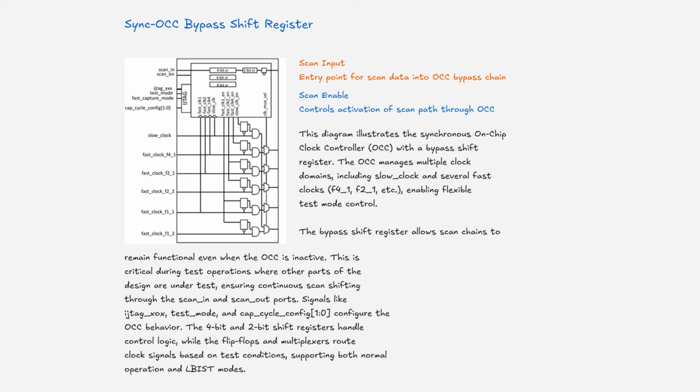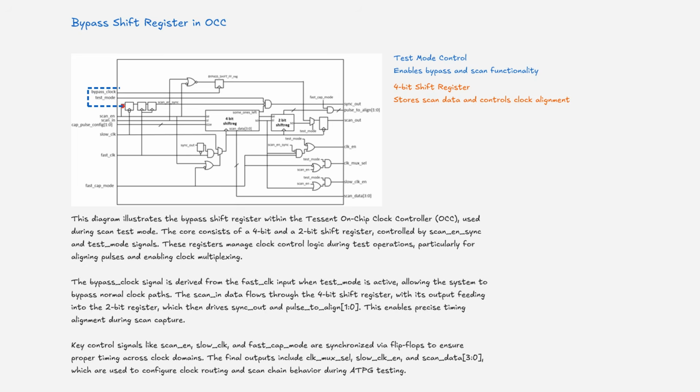This diagram illustrates the bypass shift register within the Tessent On-Chip Clock Controller, OCC, used during scan test mode. The core consists of a 4-bit and a 2-bit shift register, controlled by scan-enable sync and test mode signals. These registers manage clock control logic during test operations, particularly for aligning pulses and enabling clock multiplexing. The bypass clock signal is derived from the fast clock input when test mode is active, allowing the system to bypass normal clock paths.